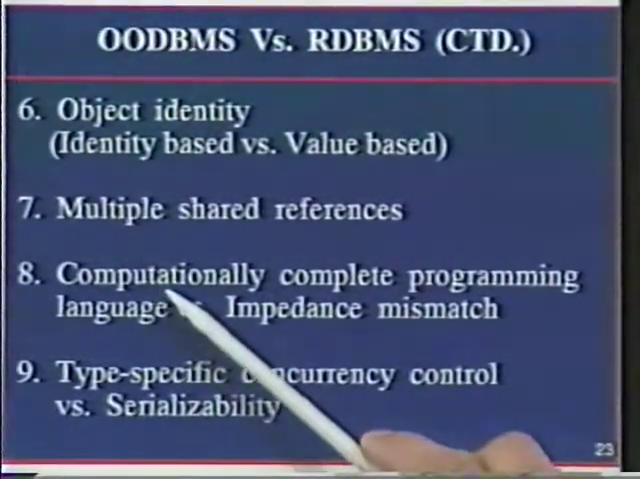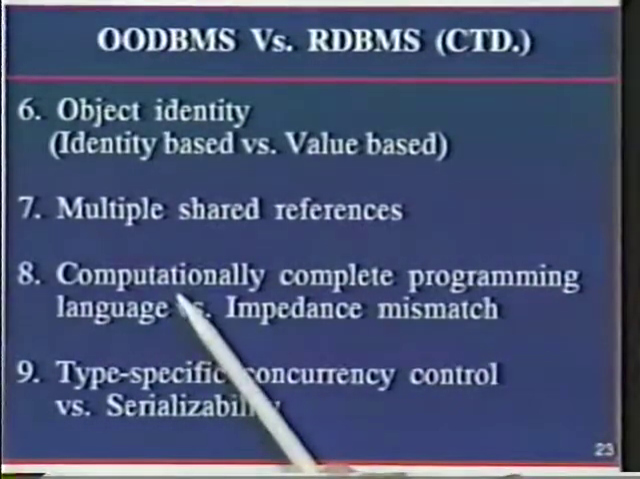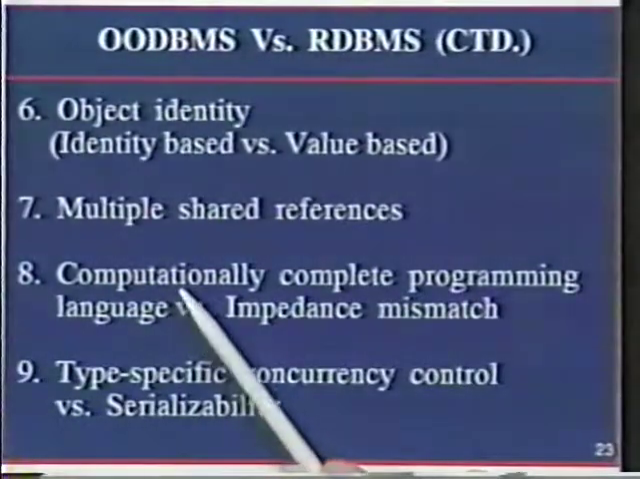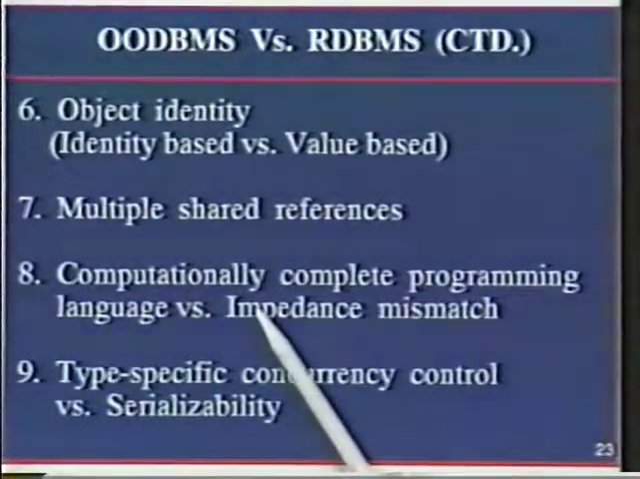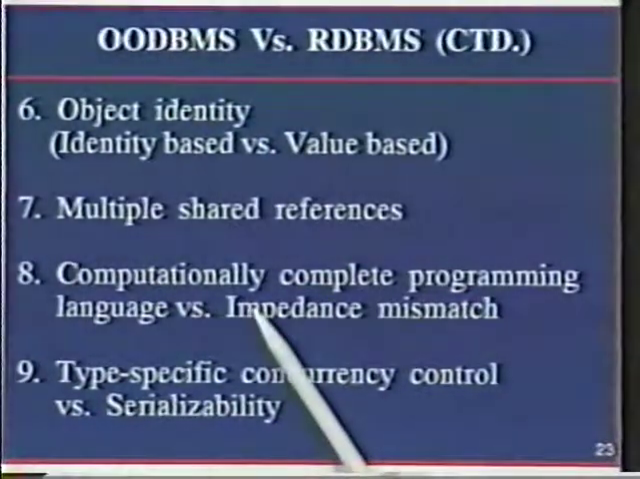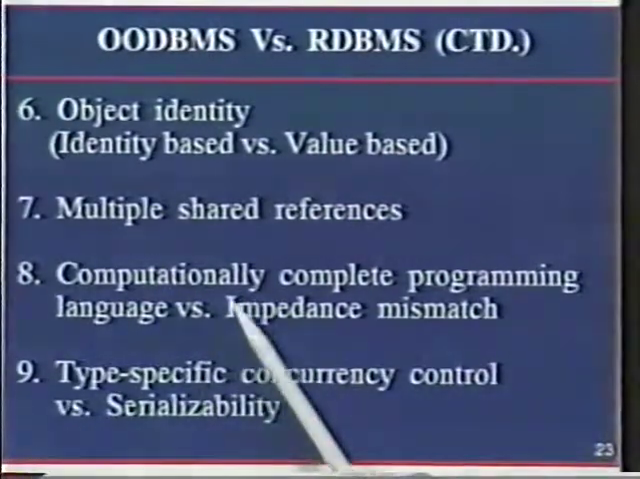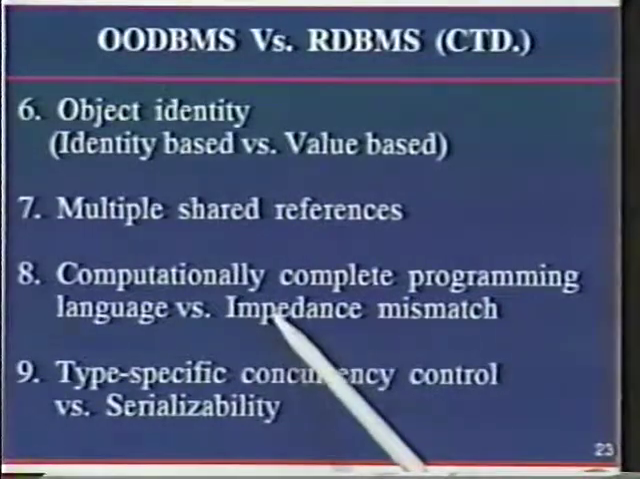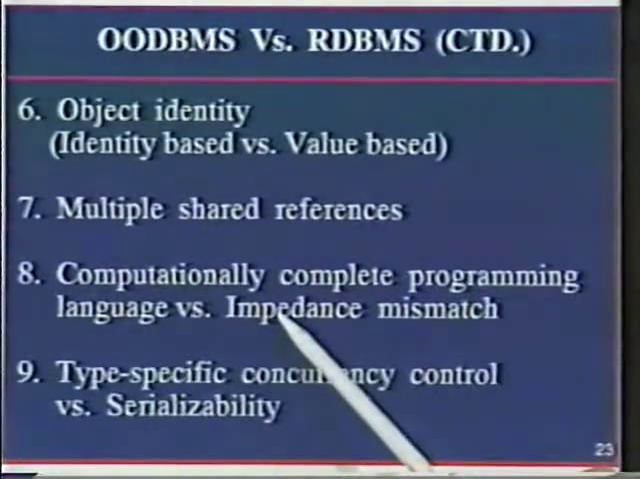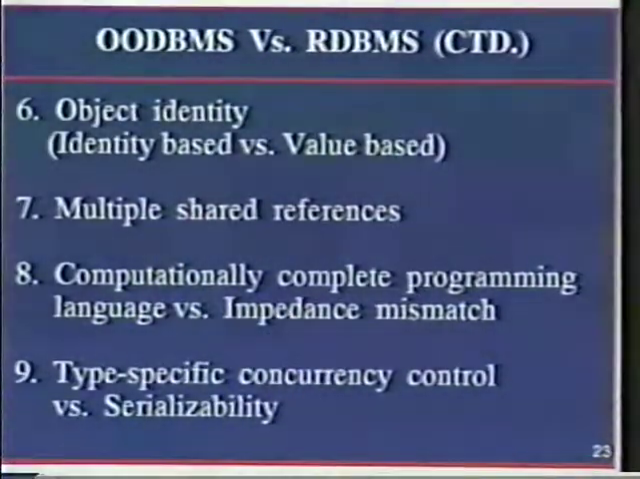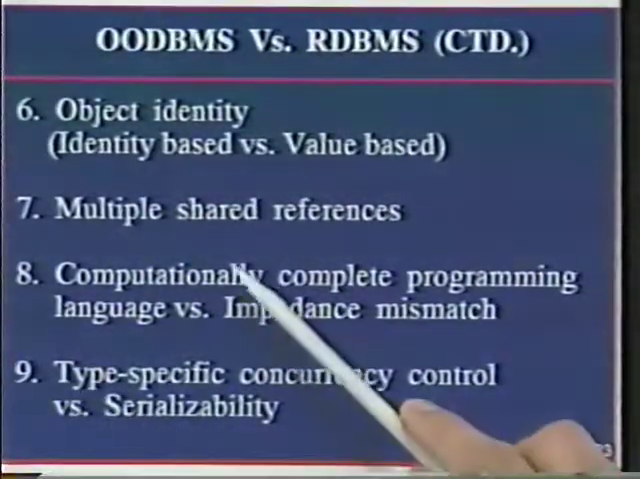And object-oriented programming languages have the computationally complete programming language embedded in them versus the impedance mismatch in relational databases. So what does this mean? In terms of relation, we'll talk about it in a few minutes, but if you look at relational databases, the language that you program in is different than the language which is natural to the relational people, that is SQL.